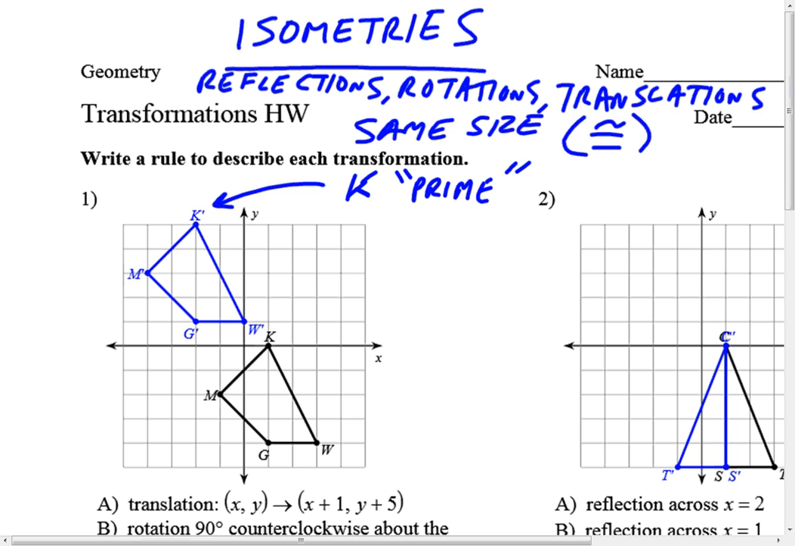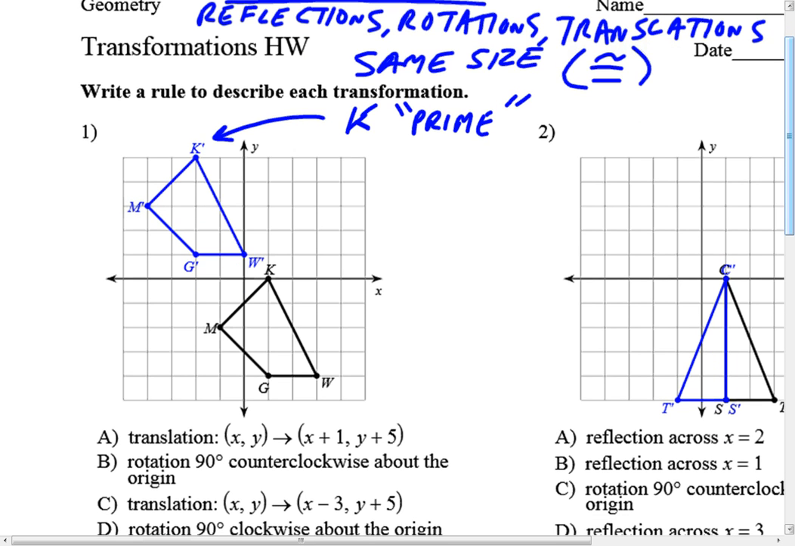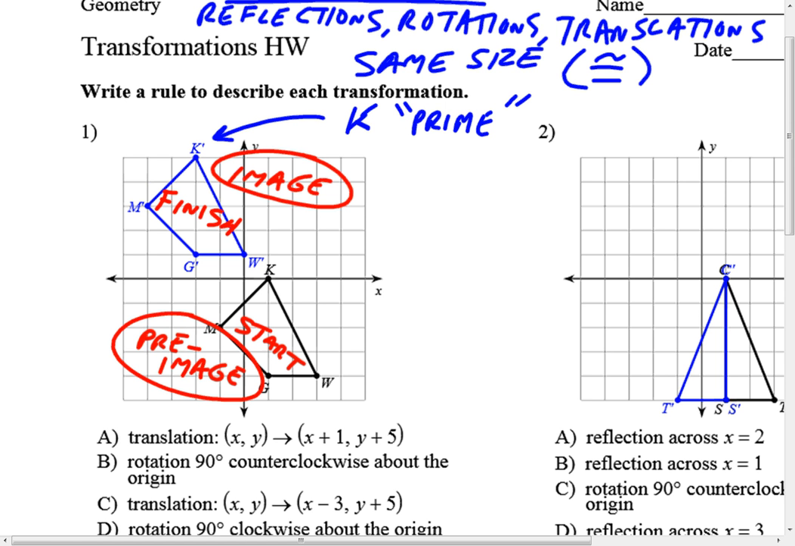Why is that important? That tells you where your start and finish are. I know now that this is the starting figure, and the one with the prime tick marks is where we finish up. That's the end result. Naturally, in math, we don't use start and finish. That would be too easy. We use pre-image, and up here, image. Those are our technical terms.